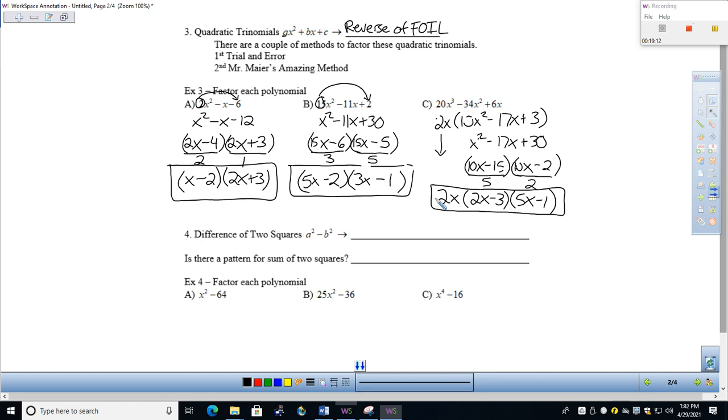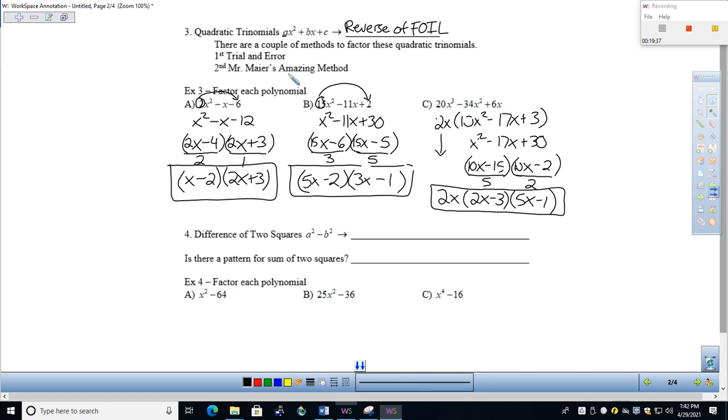Okay, so quadratic trinomials with a number other than 1 in front of the x squared. Doesn't matter to me what method you use. If you like an older method that you learned before, totally fine. If you can do trial and error, I absolutely recommend that. But if you like this great method, go for it.